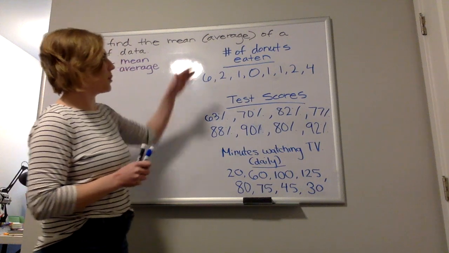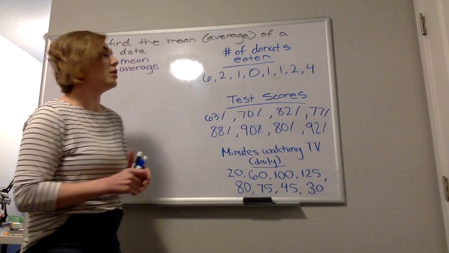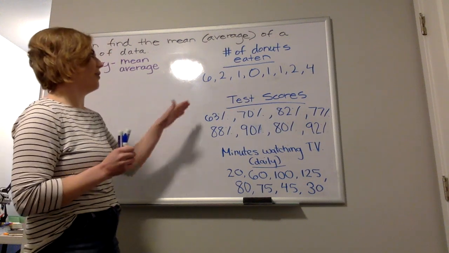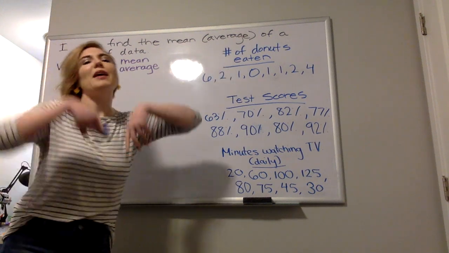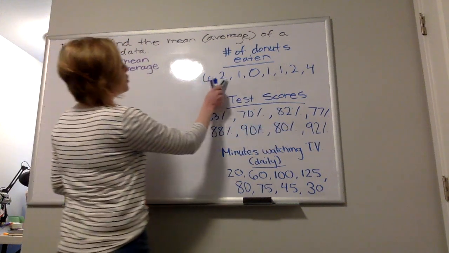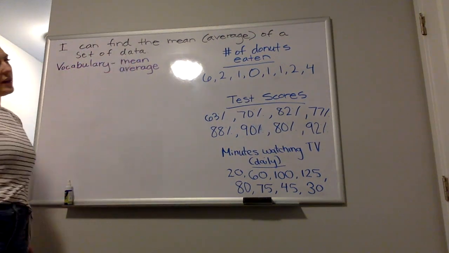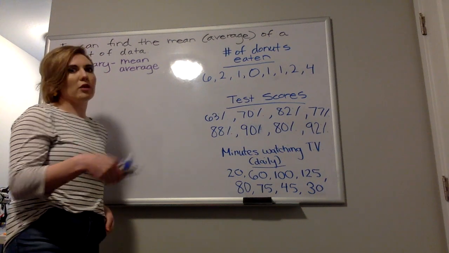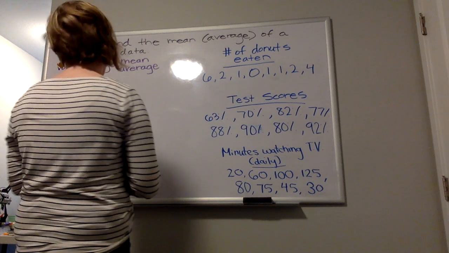I actually have 3 different surveys that someone could have given, and we're going to find the mean, or the average, for each one. The first one is number of donuts eaten. Imagine that you're at a party and they're serving donuts, and there are 1, 2, 3, 4, 5, 6, 7, 8 people there. They all tell you how many donuts they ate. You are trying to find out the average amount of donuts that each person ate. So you're going to follow these steps to find that out.